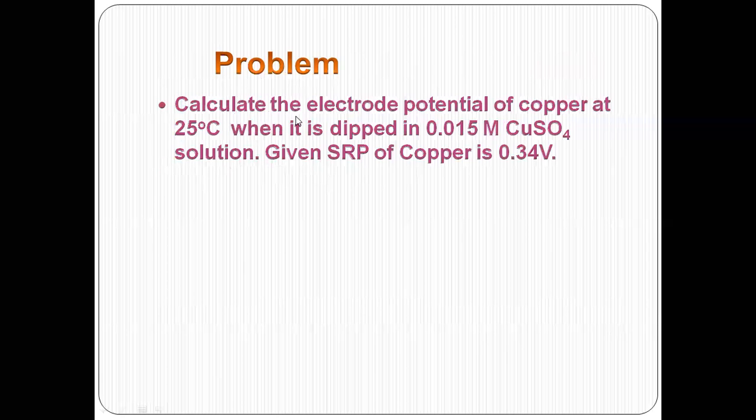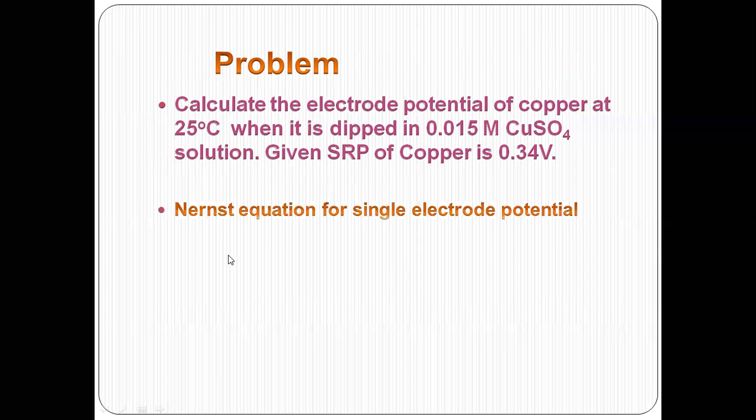The problem here is: calculate the electrode potential of copper at 25 degrees Celsius when it is dipped in 0.015 M copper sulfate solution. Given the SRP of copper is 0.34 volt. This is the given problem. For this, we'll start with the general formula, the Nernst equation for the single electrode potential.